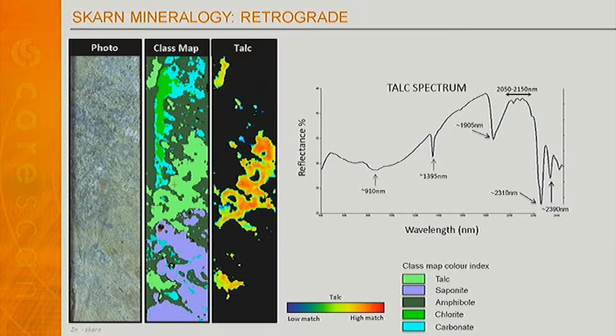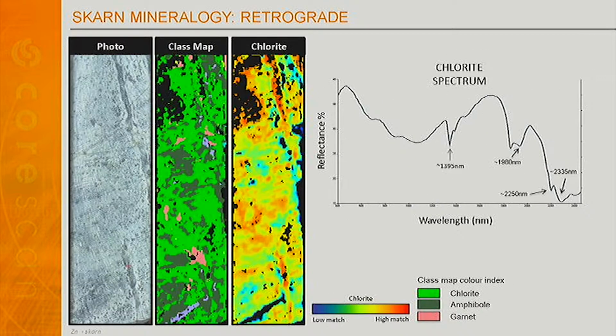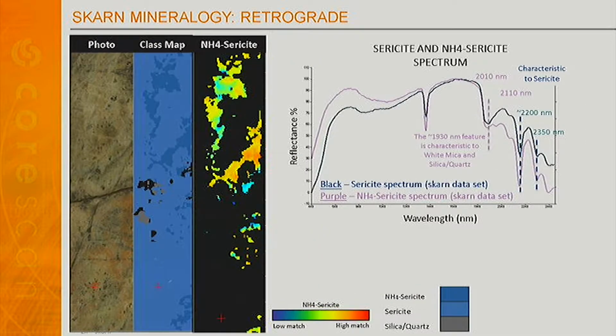Talc, of course, beautiful, really easy to identify. Talc's one of those minerals we all like to keep track of because it can cause recovery issues, particularly if you're trying to pull moly out. Epidote, chlorite. So now we're getting into some of the micas. Very pervasive. Chlorite's a very common mineral we see in the retrograde sequences. We're also, of course, able to do things not just phengite, paragonite, but also things like ammoniated sericites come out.